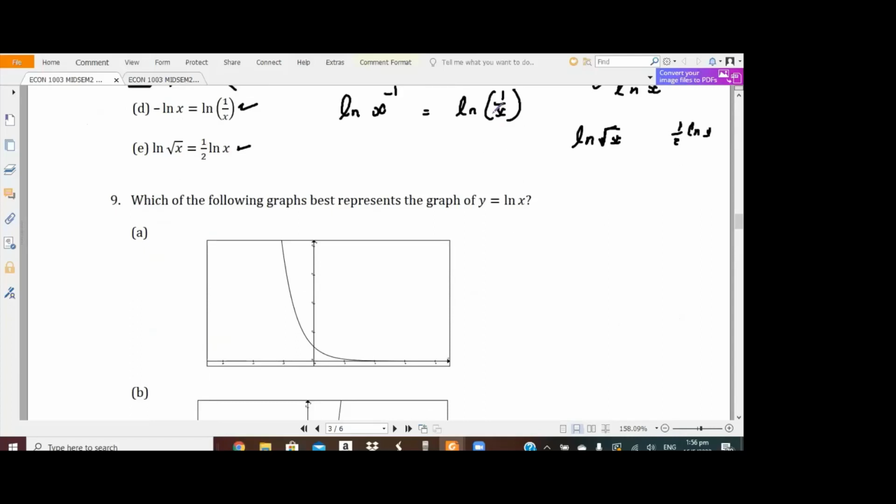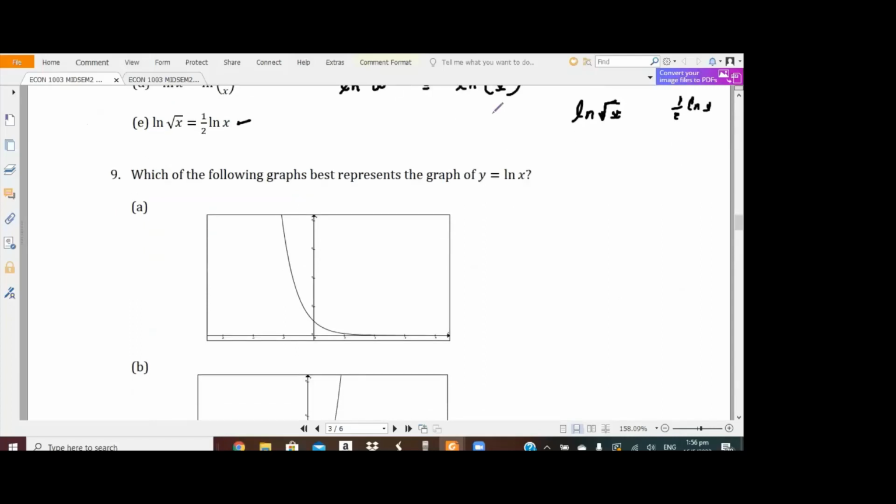Which of the following best represents the graph of y equals ln x? I'm guessing that part of the course was that you were supposed to know the standard graphs. So let me draw the graph of y equals ln x. It is asymptotic, with an asymptote of the y-axis. It starts here, then goes up and shapes like this. It cuts the x-axis at 1, and it increases outwards until it gets arbitrarily large. But between 1 and 0, it never touches the y-axis. It gets closer and closer to it, right?